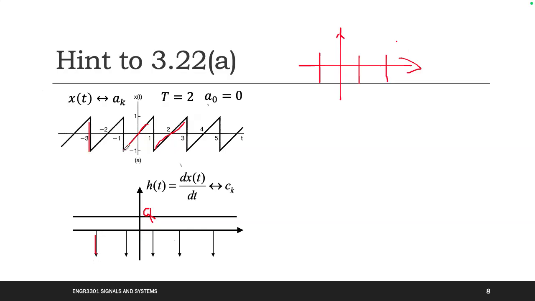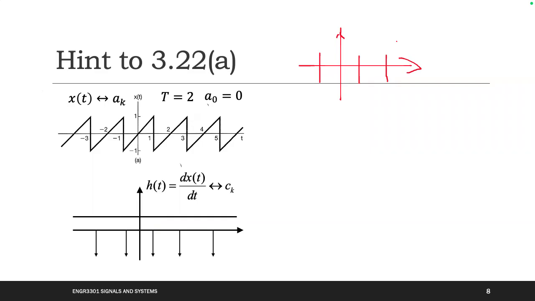If it is from negative to positive, for example, it's just like this, this and this, it will go up. Does that make sense to you? So this is like x(t) after derivative. We can get this equation. We can get this figure. Okay.